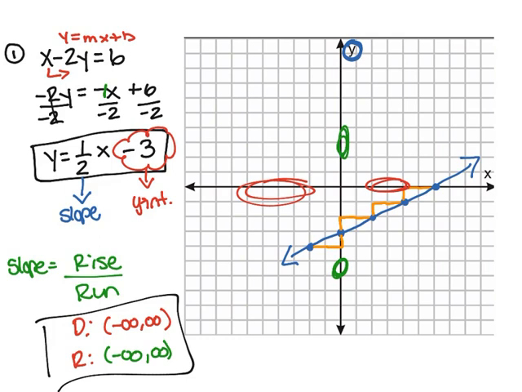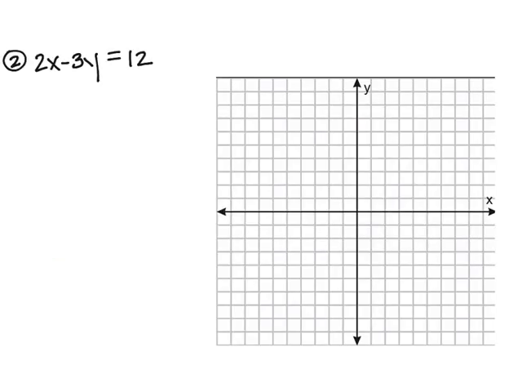Let's look at the next example. All right, our next example is 2x minus 3y equals 12. So again, this is in standard form. Let's put it in slope-intercept form by solving for y. So that means that this 2x needs to move. And when it moves across, it changes to a -2x. Okay, plus 12. And then you're going to divide everything by -3.